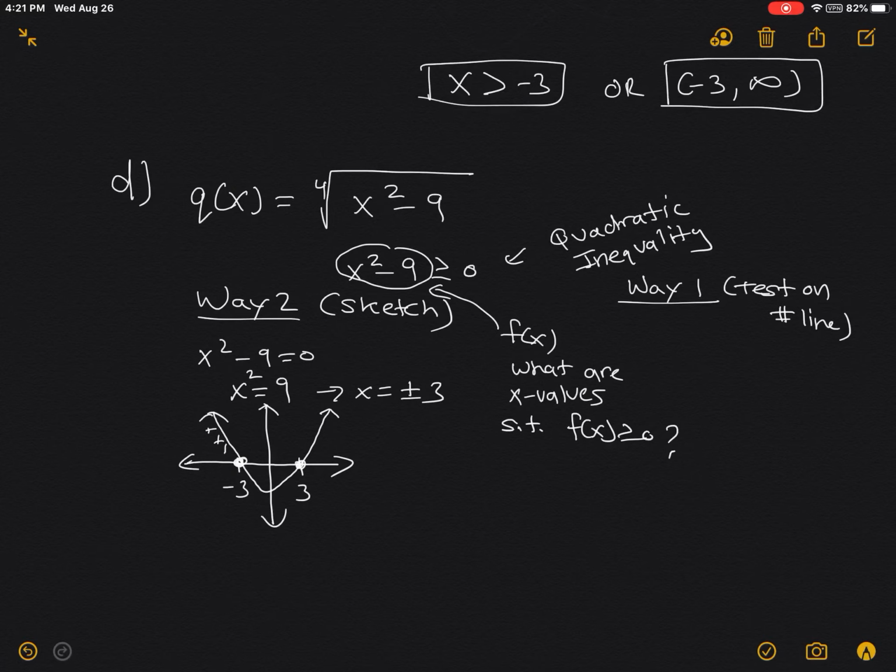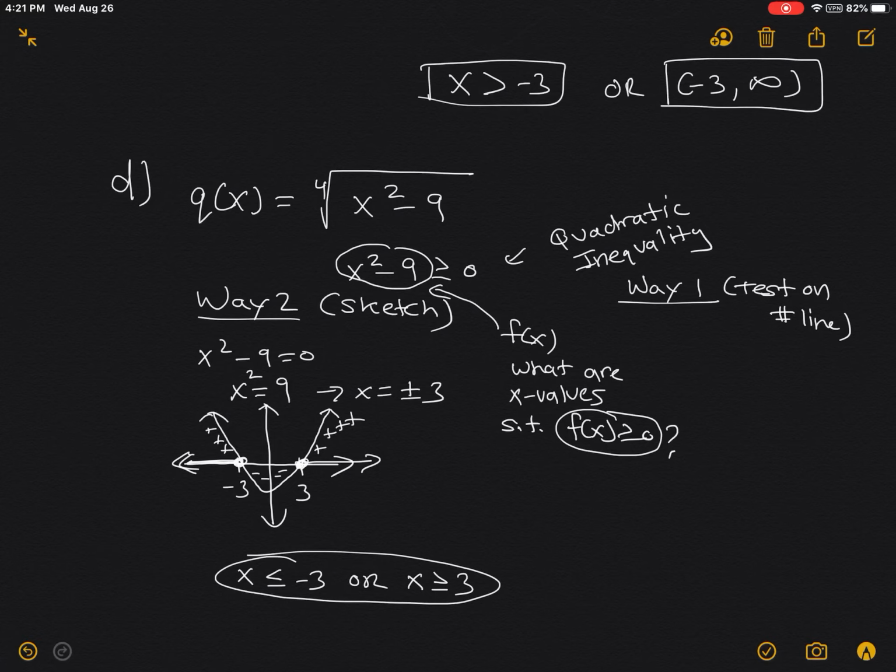Now, you take a look at your graph. Notice to the left of -3, these y values are positive. Between -3 and 3, the y value is negative. And then anything greater than 3, the y value is positive. So what was the original question? What are the x values such that f of x is greater than or equal to 0? Well, where's f of x greater than or equal to 0? Over here. So you would say x is less than or equal to -3, or x is greater than or equal to 3. And that is how you solve that particular quadratic inequality.